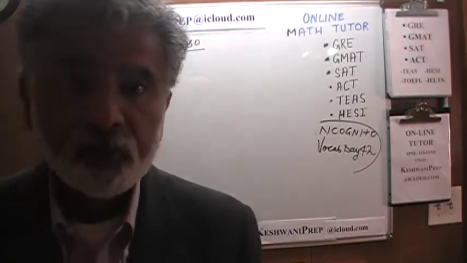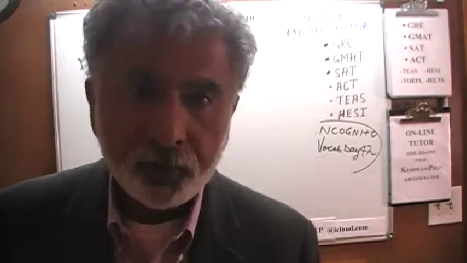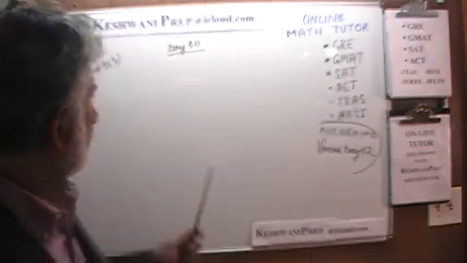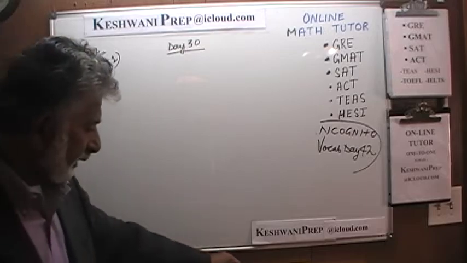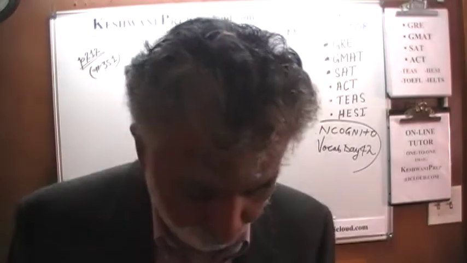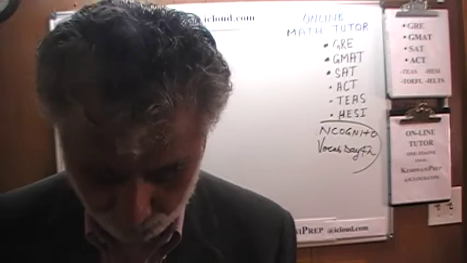Today, we'll solve some data sufficiency problems that you will find on page number 212. Page number 212, the very first one is 351. Let's take a look at it. Make sure the book is in front of you so that you can follow the work.